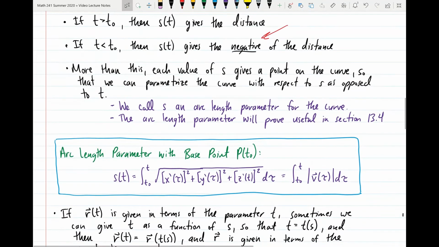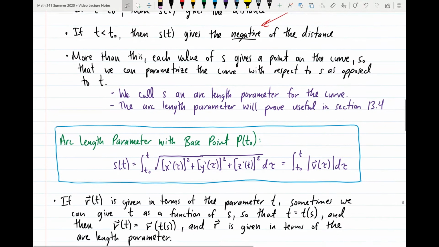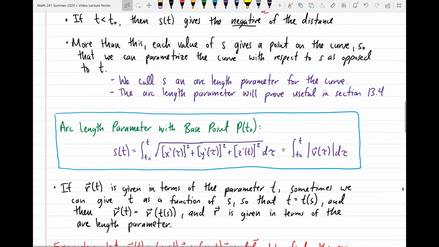So each value of s is going to give us a point on the curve, and ultimately this allows us to parameterize the curve with respect to the variable s as opposed to the variable t. Typically we're parameterizing a vector valued function with t, but we can parameterize with s as well, where s is giving us a distance along the curve. So we can call s the arc length parameter for the curve, and this is ultimately going to prove useful in the next section. It probably won't seem super useful for now, but let's give an official definition.